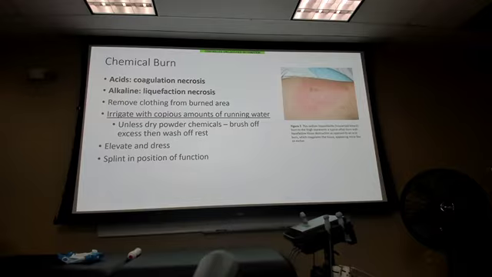Chemical burns: remember, acids will do coagulation necrosis, alkalines will have liquefaction necrosis. You're removing all the clothing. If there's a dry powder, you try to brush it off as much as possible. For all the other ones, you're using copious amounts of water. If you don't know, call your burn center or poison control to figure out whether it's going to react with water or not. You want to splint in the position of function, elevate, dress, and send to a burn unit.